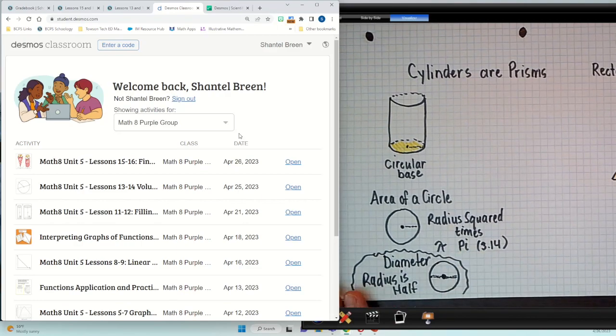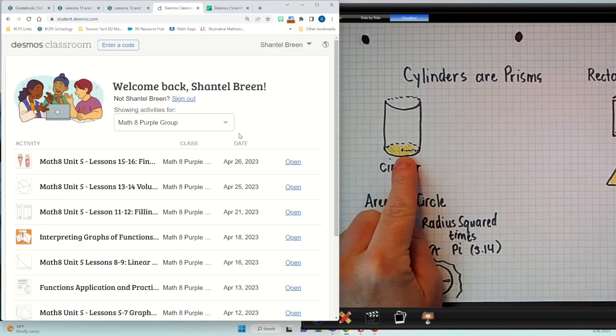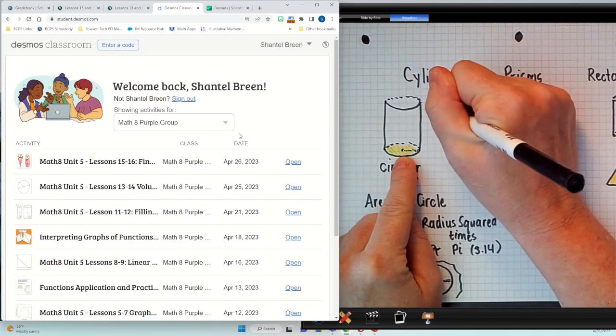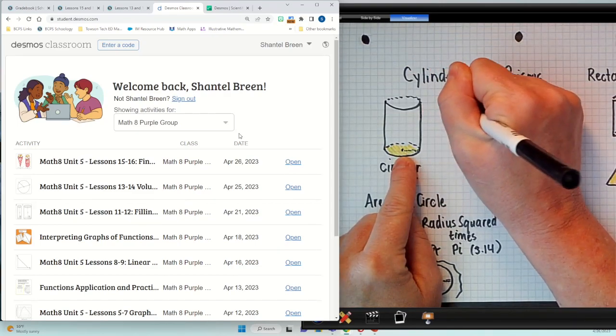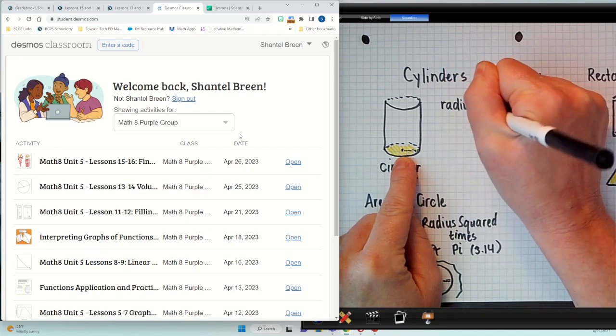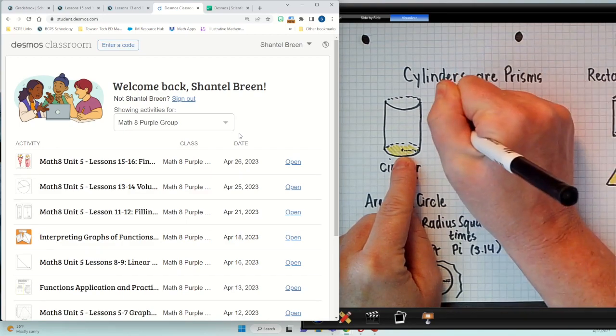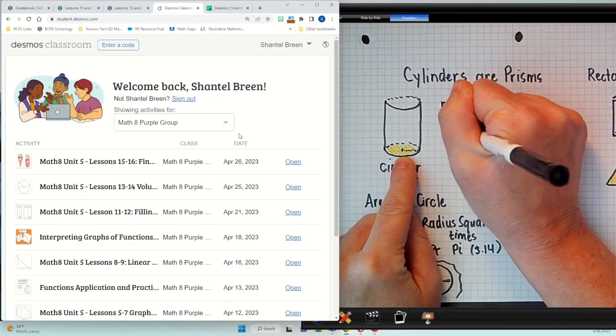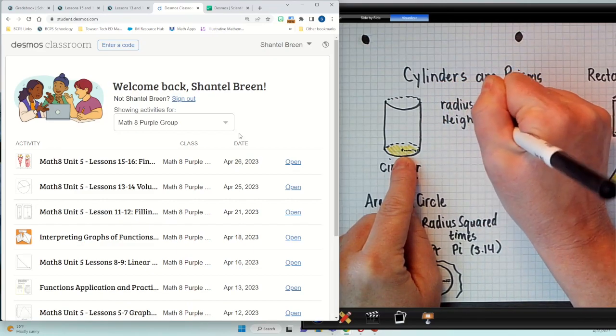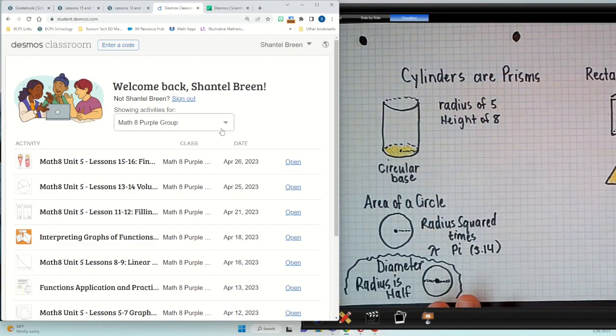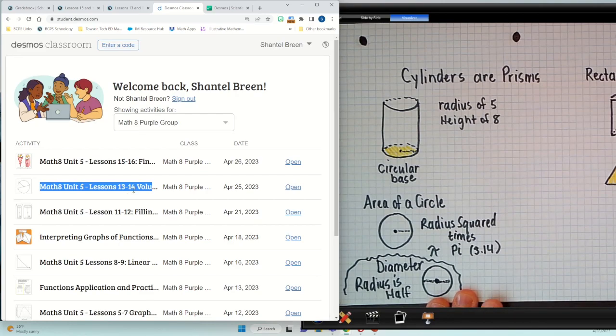Okay? All right. So when we do this, let's say we have a radius of 5 and we have a height of 8. Okay, we're going to try just a simple one here, and then we're going to go over a few in the Desmos. Now, we did a whole Desmos on this. We reviewed how to find the area of a circle. We did a bunch of practice problems on how to find the volume of a cylinder. So if you're still having a little trouble, pop into the Desmos and go through and try those out.